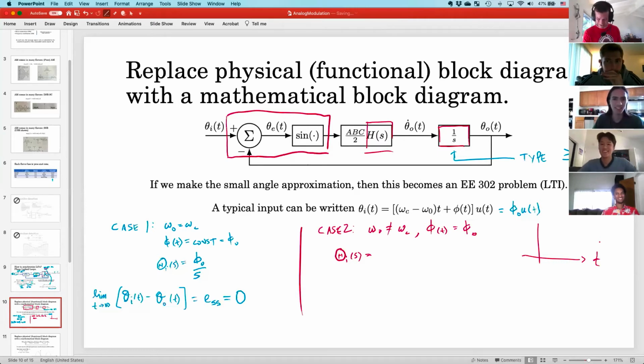Yeah, I guess it's a step function with its magnitude based on its slope, based on whatever the frequency is, omega c minus omega o. Good, good. So we get a jump to phi naught, and then we get a slope of omega c minus omega o per second. Good. So things like a ramp or a step plus a ramp, those would be what I'm looking for here. Do you see how if I have this frequency offset, then the phase of the input wave evolves like a ramp?